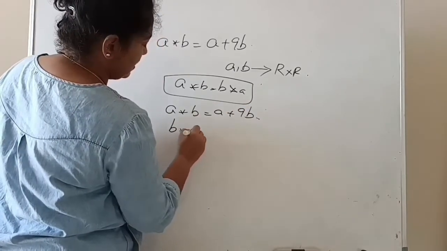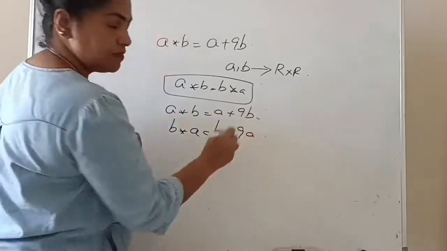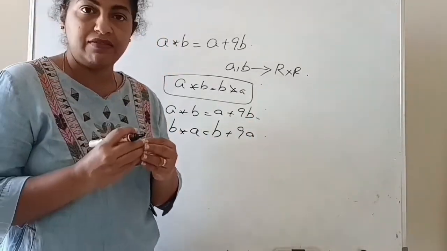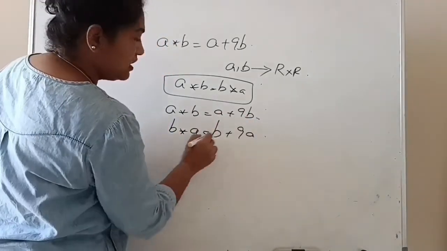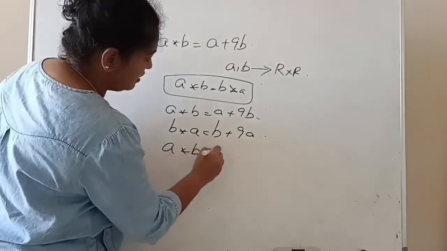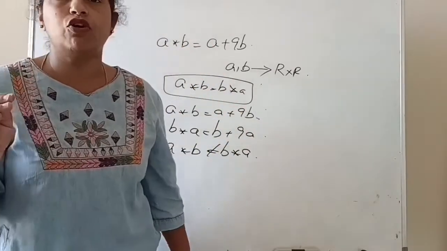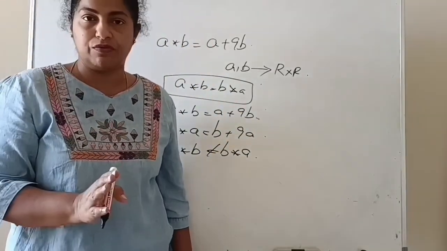Now, what is B binary A? B binary A will be equal to B plus 9A. Now, it is very clearly seen that A plus 9B is not equal to B plus 9A, which means that A binary B is not equal to B binary A. Therefore, this particular binary operation is not commutative.